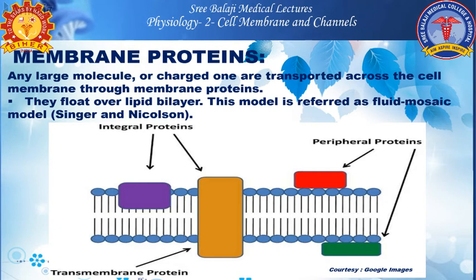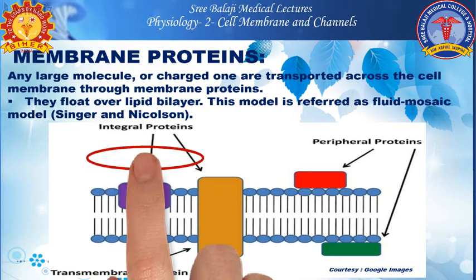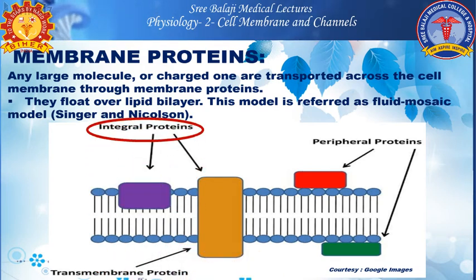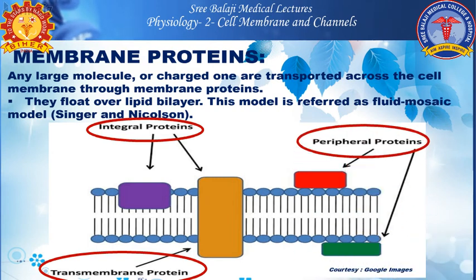What is this protein? It is nothing but a larger molecule. It is a charged one. So if any larger substance wants to get into the cell, it needs some support. So our membrane proteins will help in it. There are two types of membrane proteins, integral protein, which is also known as transmembrane protein, and then the peripheral protein. So any larger molecule or the charged one, if it wants to be transported across the cell membrane, this will happen through the membrane proteins.